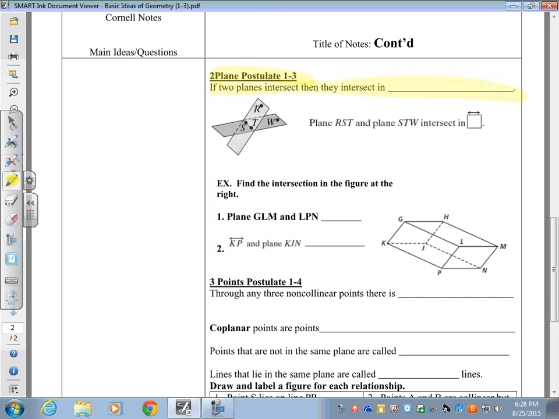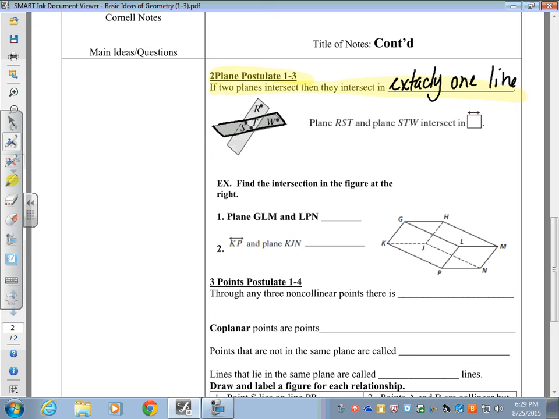I'm going to highlight this. If 2 planes intersect, then they intersect in exactly 1 line. Okay, exactly 1 line. So what you have here is, I hope you can see a little bit with the coloring, 2 different planes, a little darker gray plane, a horizontal plane. This one here could be our horizontal plane in a way. And then we have the lighter plane, plane RST. Okay, so we have plane STW and plane RST.